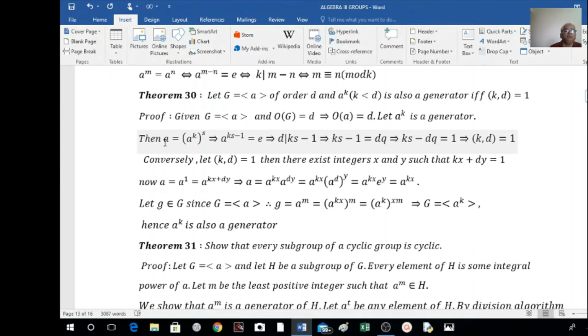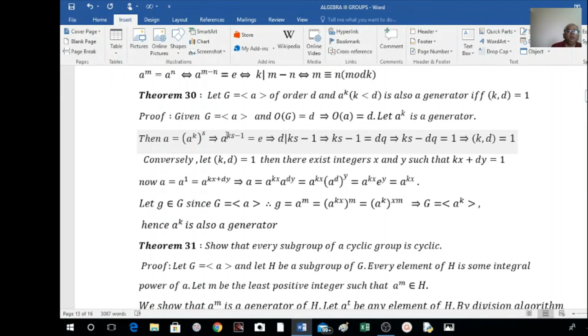So in particular, a is an element of G, therefore a can be expressed as a power of a^k, right? Any element can be expressed as a power of a^k. That is a = (a^k)^s. This implies a^(ks), and if you take this to the left side, a^(ks-1) = a^0, which means it is equal to the identity element.